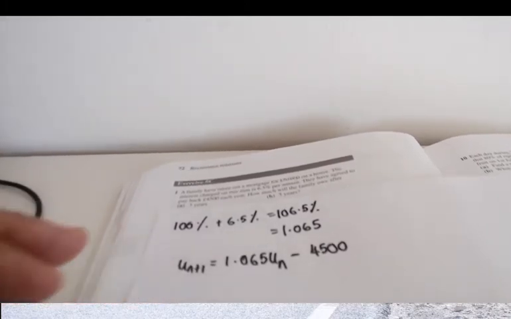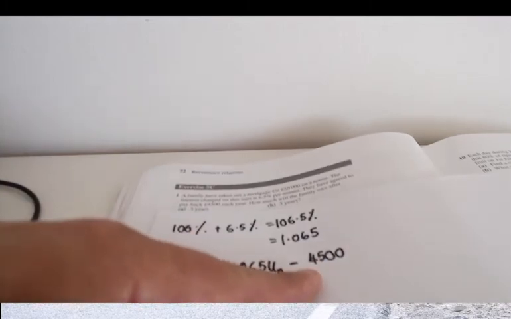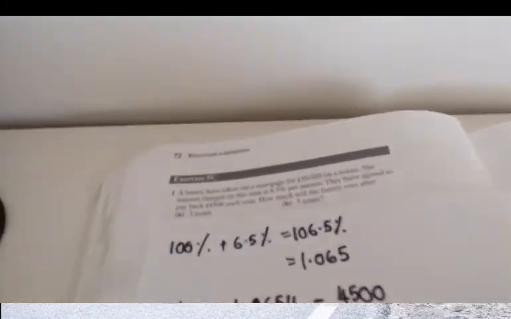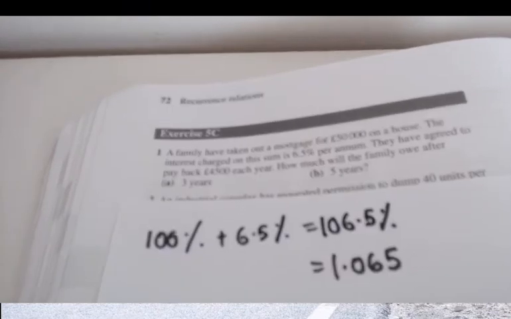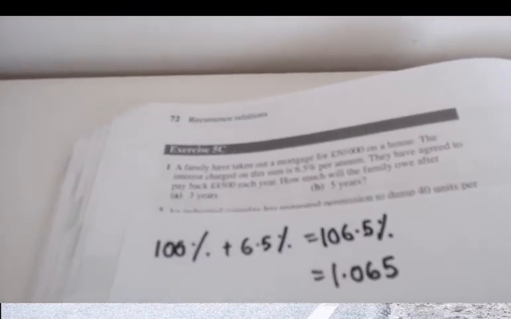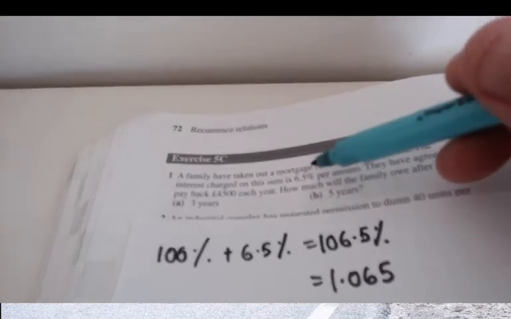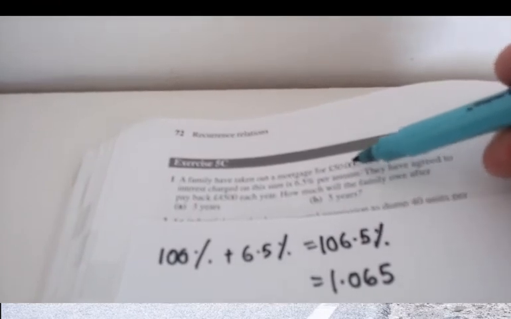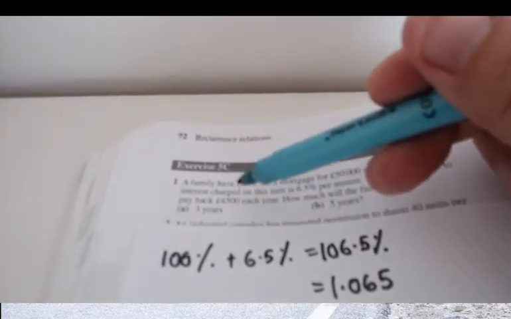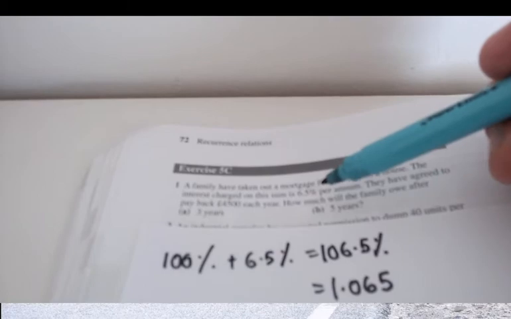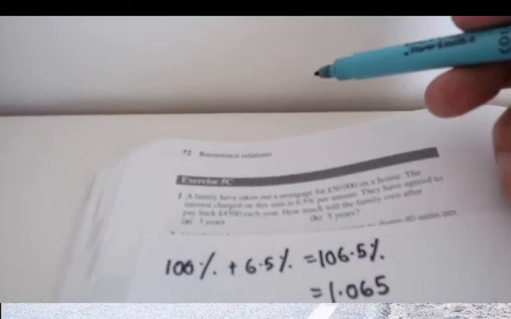It's a bit harder than the first two examples because we have this takeaway bit here. But remember what the question says. A family has taken out a mortgage of £50,000 on a house. The interest charged is 6.5% per annum, or per year. They have agreed to pay back £4,500 each year. How much will the family owe after 3 years?